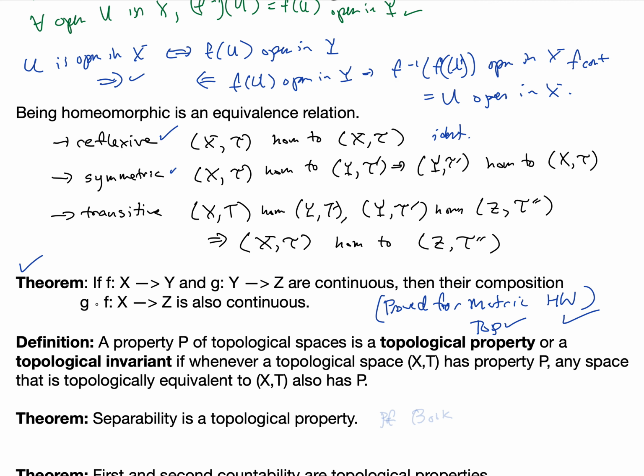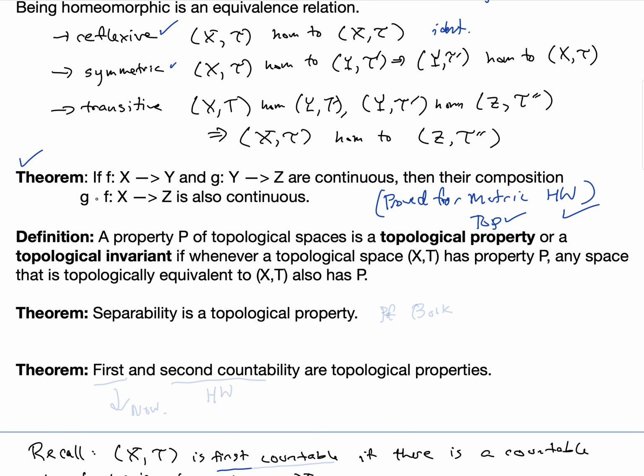Here is a new definition for us. A property P of a topological space is called a topological property or a topological invariant if whenever a topological space (X, tau) has that property, any space that is topologically equivalent to it must also have that same property. So here's a couple theorems on that.